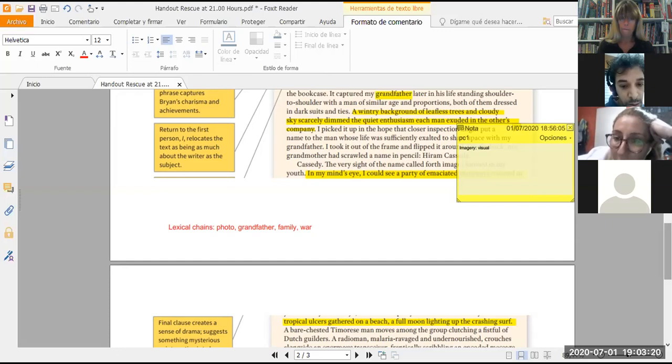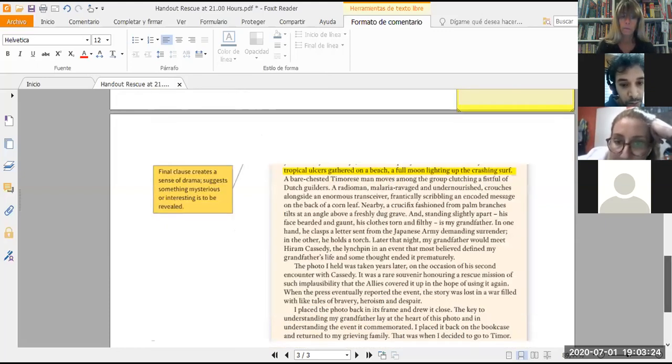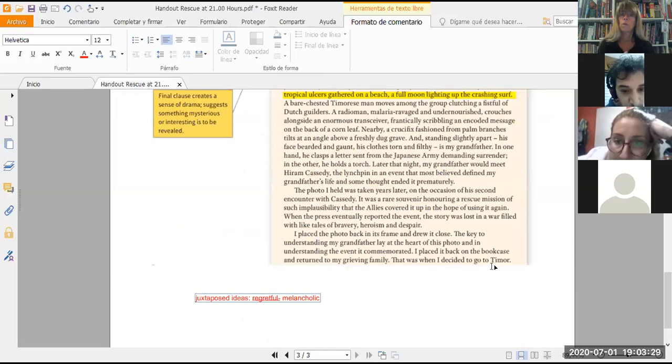Okay, I can find the last sentence. "That was when I decided to go to Timor." I think the tone changed to a more decisive one, because there is a decision in the idea to do something. I don't think that it changes the tone, because it's kind of melancholic, right?